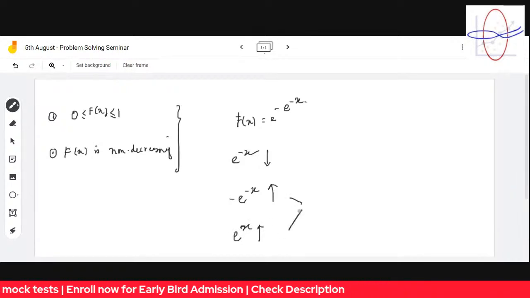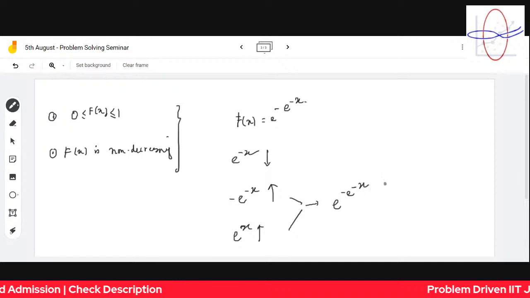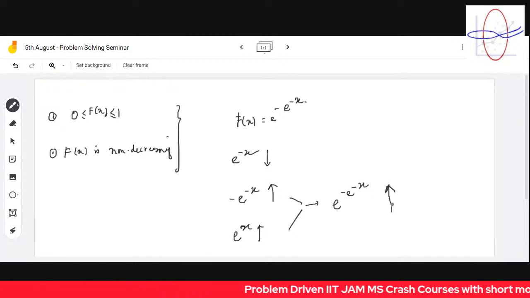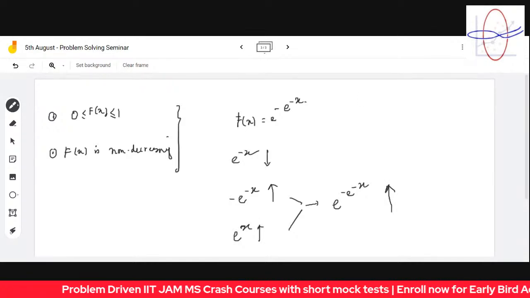So ये दोनों मिला के, the composition of these two, you will get e to the power minus of e to the power minus x, is increasing. Okay, so e to the power x is an increasing function, and e to the power minus of e to the power minus x is an increasing function.